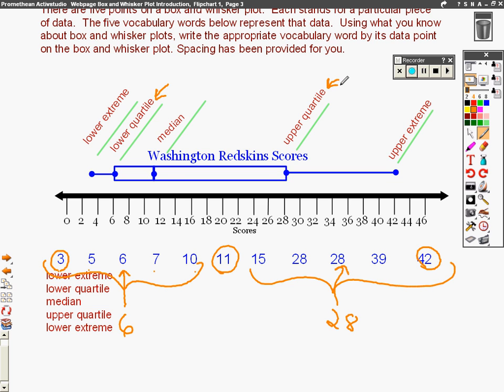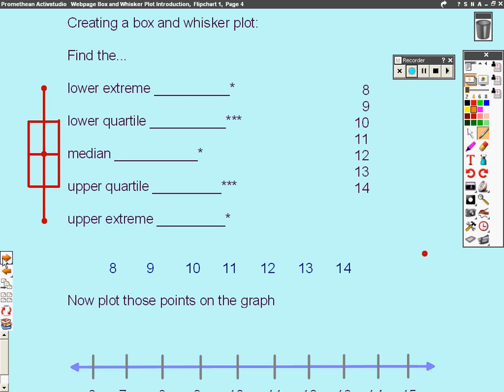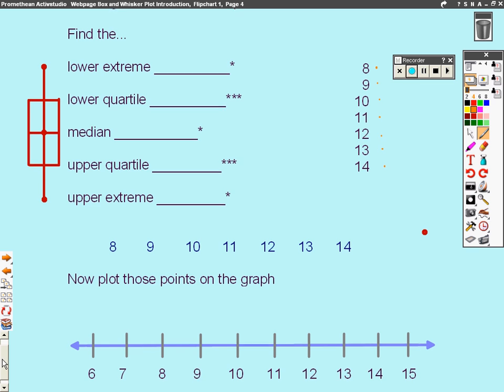Because if we were to split this data into 4 even sections, just like we did with the model earlier, it would look like that. Alright, one last thing. Go ahead and pause the video and see if you can determine which one of these numbers over here on the side would be the median, the lower quartile, the upper quartile, the lower, and the upper extreme. Go ahead and pause.